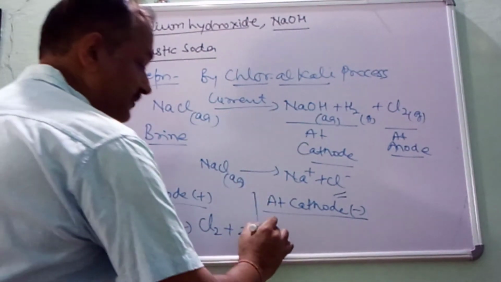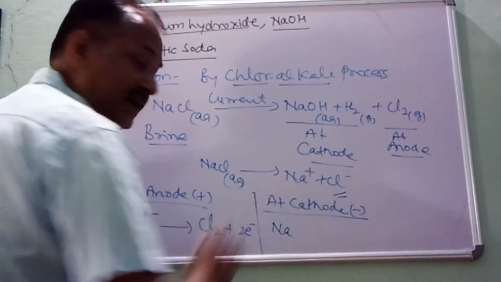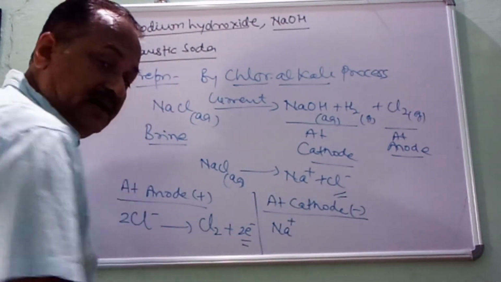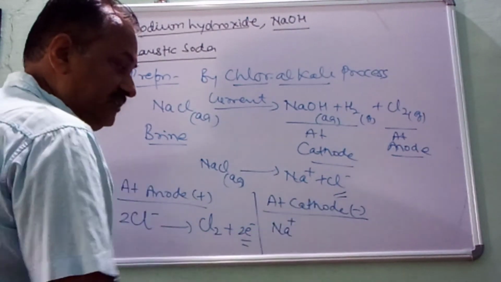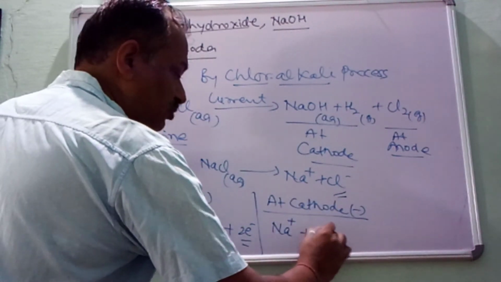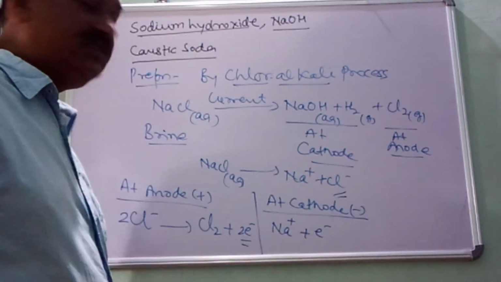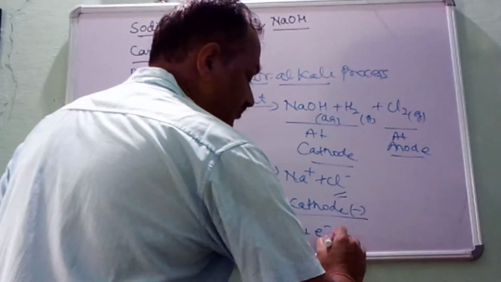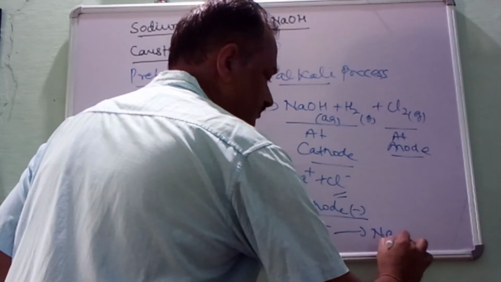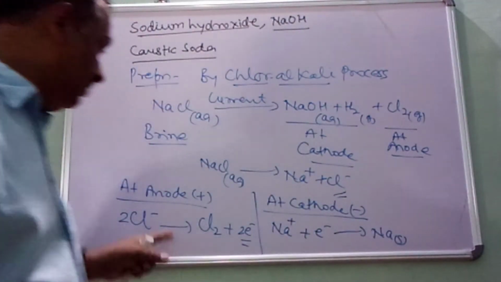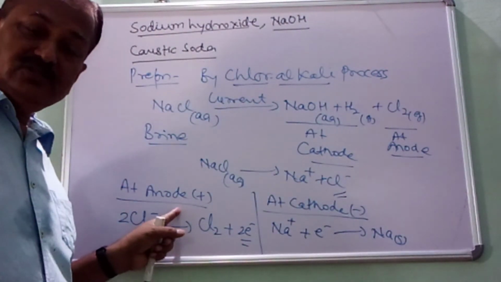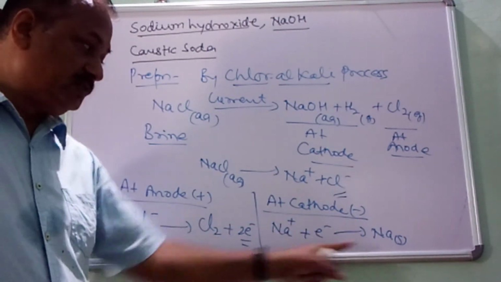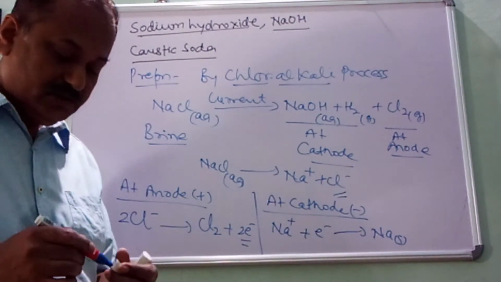So this is negative, and sodium ions are attracted toward the negative. Now the sodium ions gain the electron. Gain of electron is reduction. So there is formation of solid sodium. So at the anode there is oxidation, loss of electrons, and at the cathode there is reduction, gain of electrons.